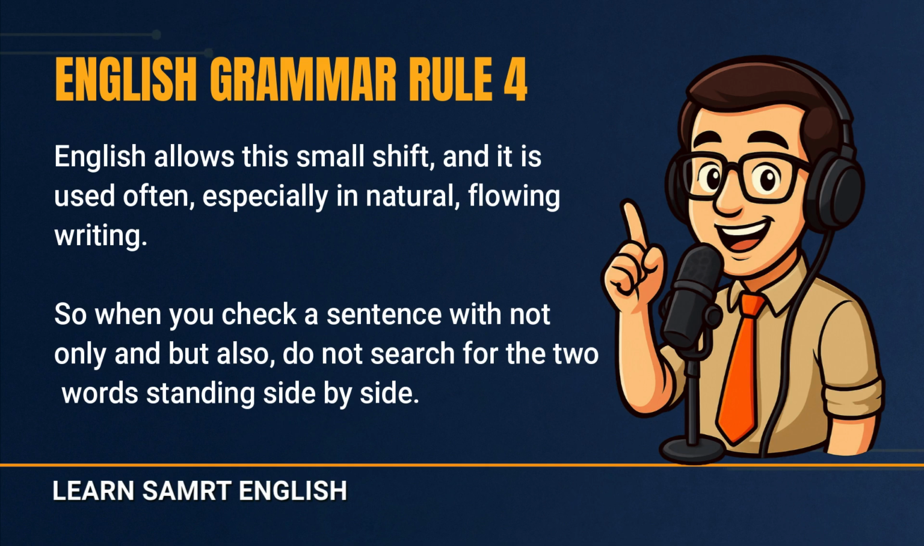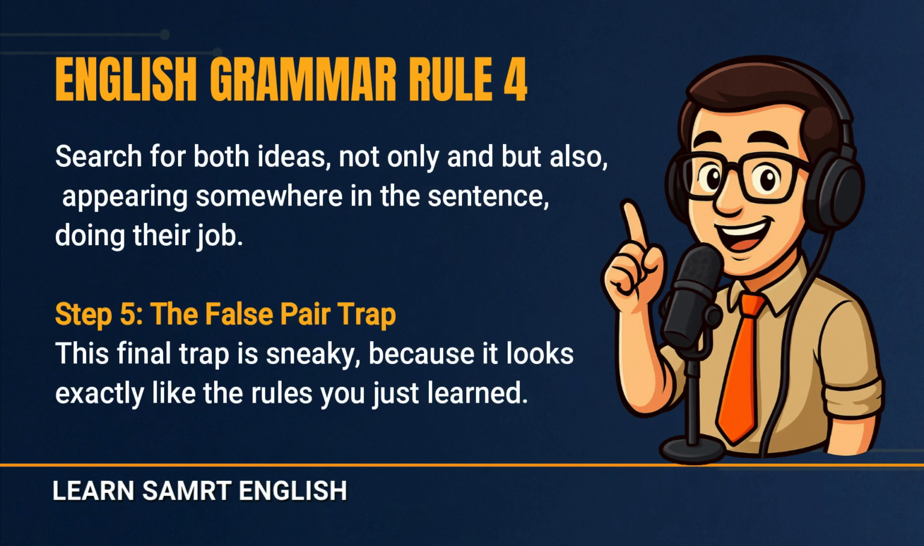So when you check a sentence with not only and but also, do not search for the two words standing side by side. Search for both ideas, not only and but also, appearing somewhere in the sentence, doing their job. Step 5. The false pair trap. This final trap is sneaky because it looks exactly like the rules you just learned.